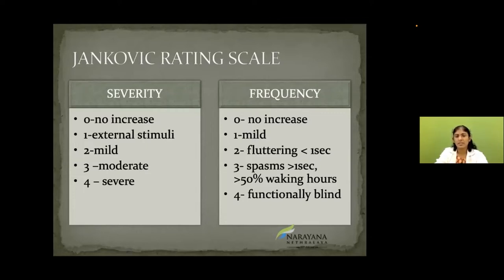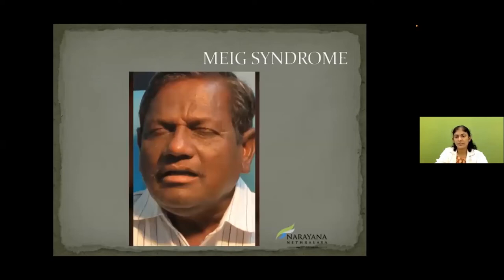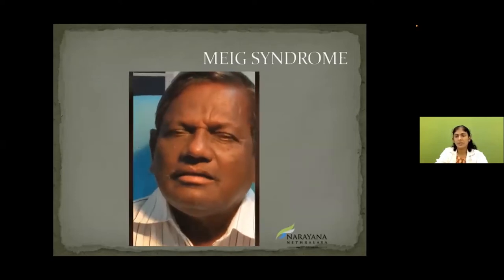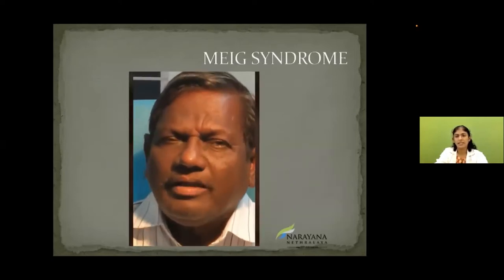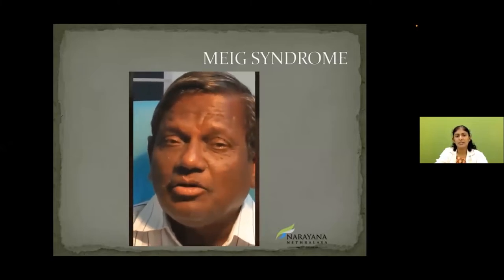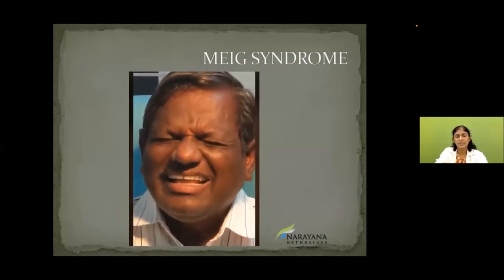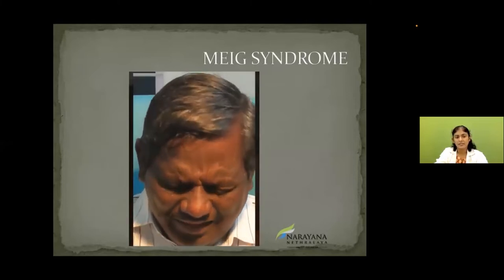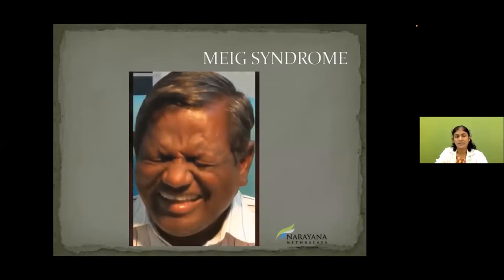Meige syndrome. This is a combination of blepharospasm and involuntary movements of the lower facial and masticatory or jaw muscles, including the tongue, or oromandibular dystonia. This is a patient with the characteristic features of Meige syndrome.